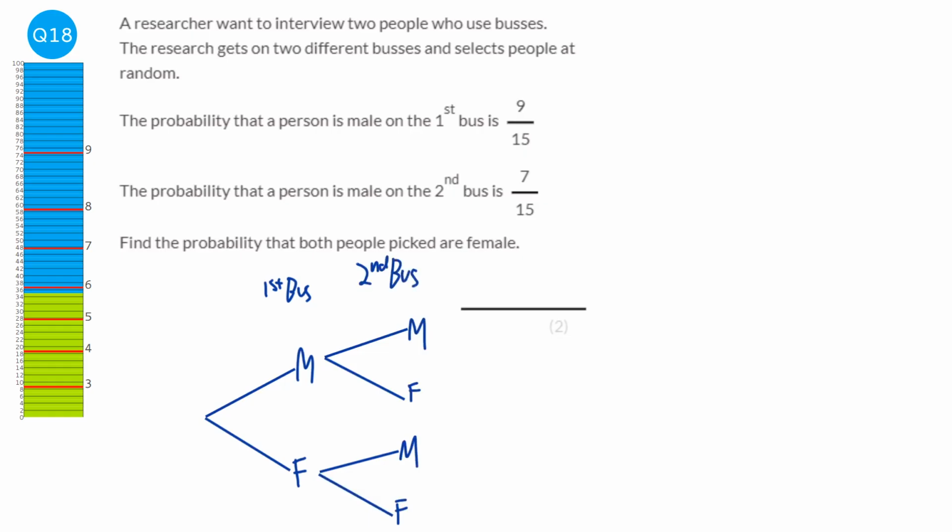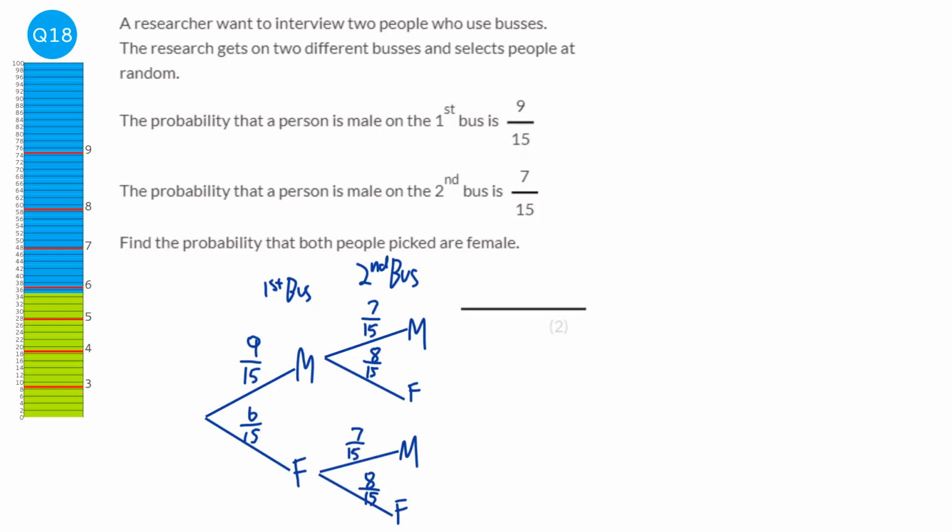So the probability of male on the first bus is 9 over 15. And therefore the probability of female is 1 minus 9 over 15, which would be 6 over 15. Male on the second bus is 7 over 15, and so female would be 8 over 15, because they need to add up to 1. And it's independent, so these will be the same. And the question is basically asking what is the probability that both will be female.